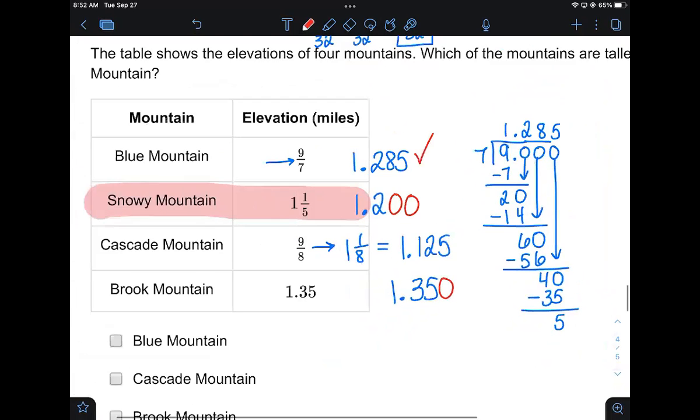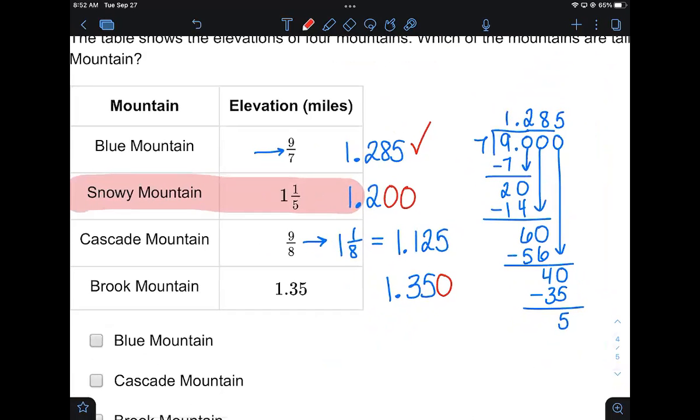What about the Brook Mountain? 1.35. Is that bigger than 1.2? Yes, in fact, it's the largest one up here. 1.35 or 1.350 is larger than Snowy Mountain. It's larger than any of them. So then that means Brook Mountain and Blue Mountain are the two that are larger. Yes.